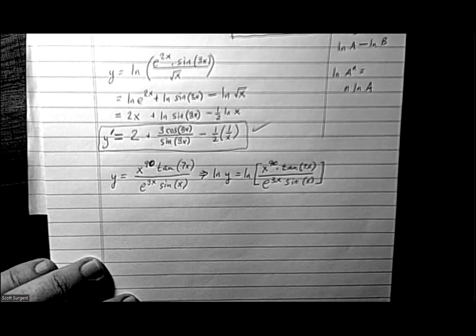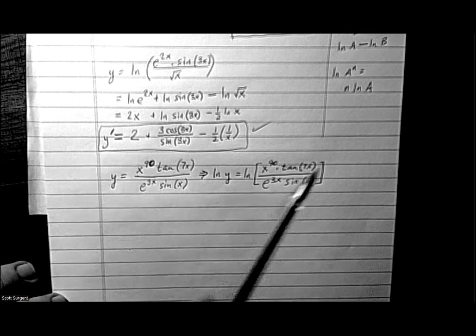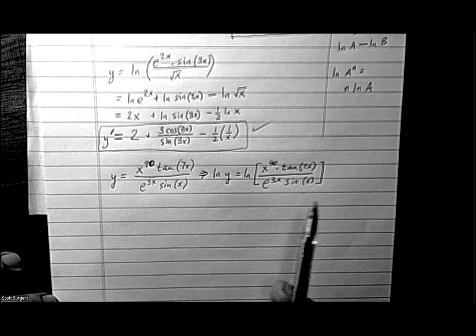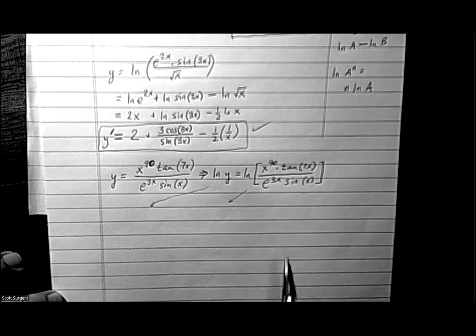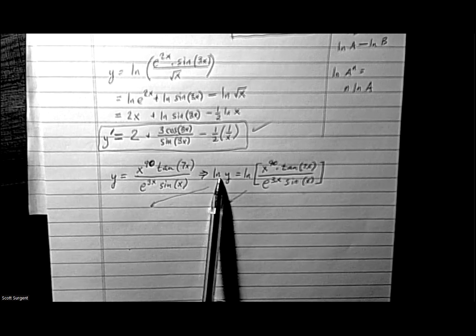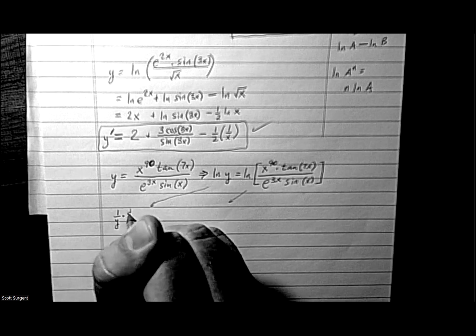Question was, we're not required to simplify further as long as we get the derivative. Yeah, that's fine. You can leave it. Take care of some obvious ones, but that's even optional. All right, so let's come over here and take the derivative. We're going to do this actually implicitly. On the left side, it's 1 over y, and then its chain rule will be dy dx.